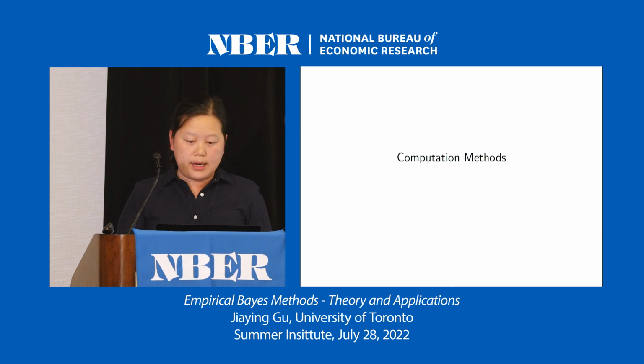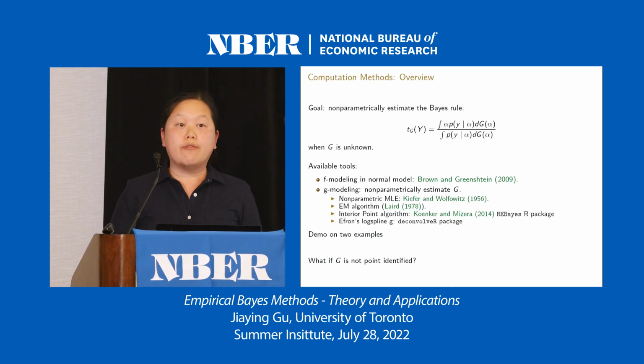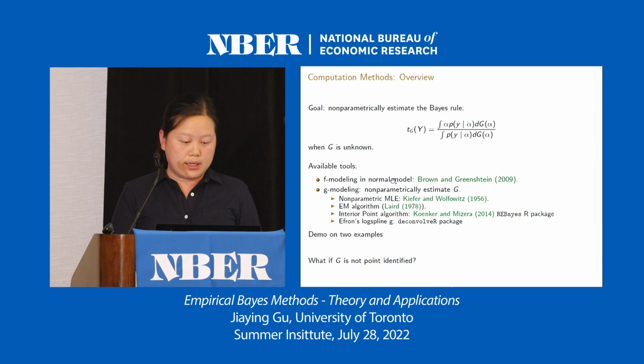Okay, having said all this, I need to tell you how we compute all of these things, right? For parametric models, we have a variety of methods. One can use the maximum likelihood estimator or the SURE estimators to estimate these unknown parameters in the prior. How about the G modeling or the F modeling part? Here is an overview of the available tools, at least for this normal mean model. We have the F modeling, which was proposed in Brown and Greenshtein, 2009, as well as a variety of methods for the G modeling to non-parametrically estimate G.